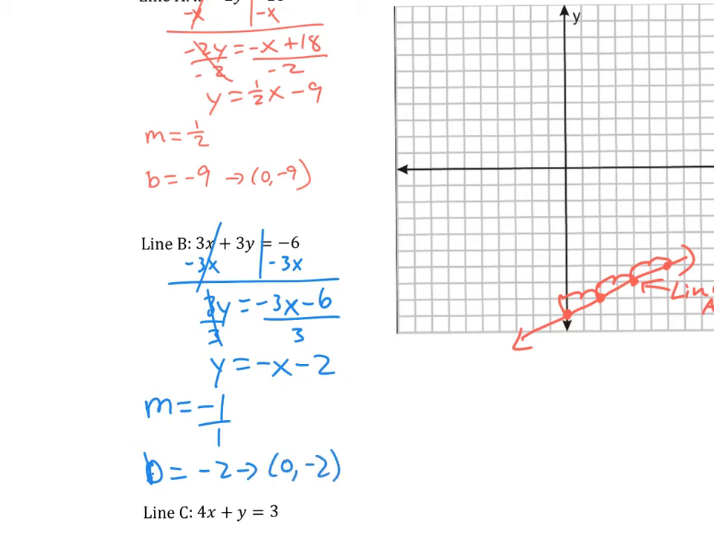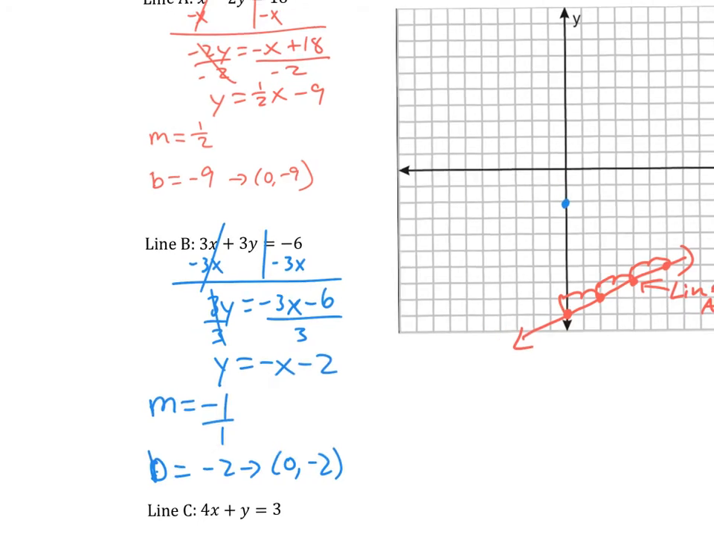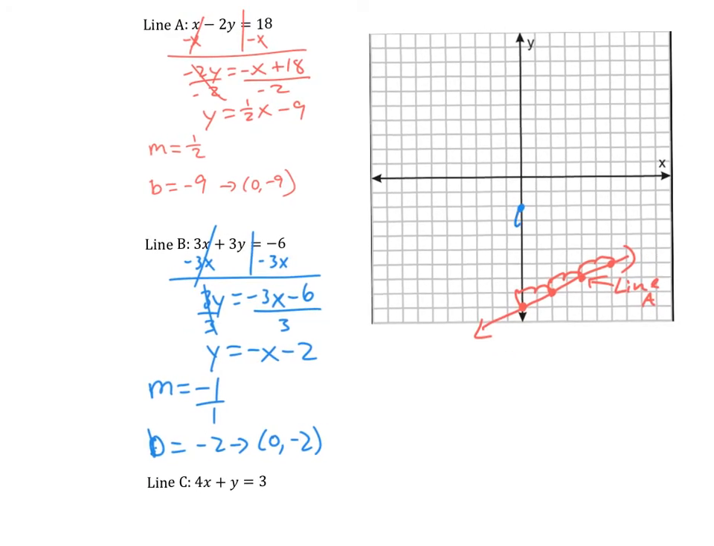So we'll start at the point (0, -2), and then we're going to go down 1, to the right one, down 1, to the right one, or we could go up 1, to the left one, up 1, to the left one, and that will be our line, line B.